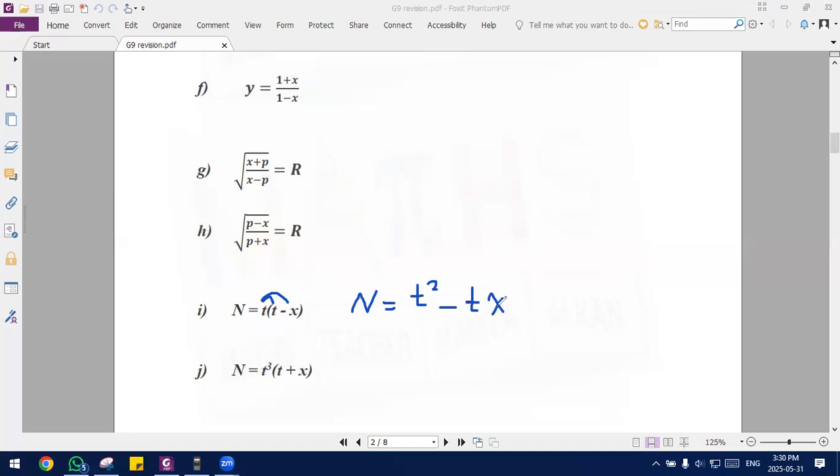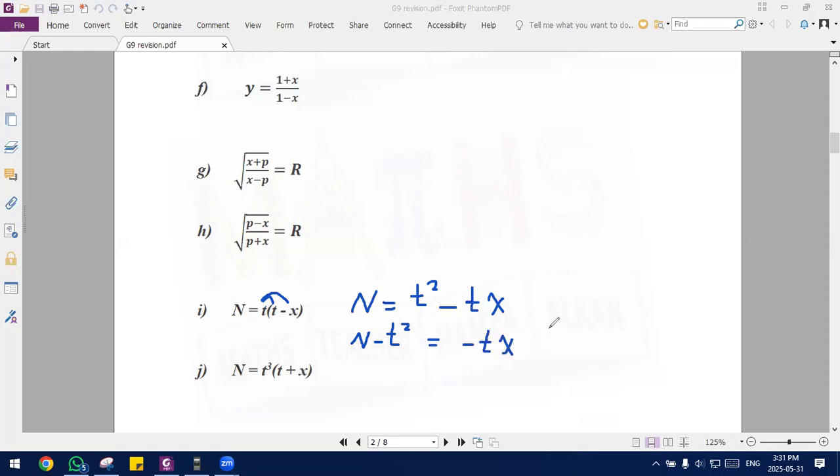Okay, the idea, I need to keep x the subject. What should I do? Move them. What do I move? The tx. Move tx to the other side? No. The t squared, move it to the other side. So it will be minus, right? Yeah. So n minus t squared equals minus tx.